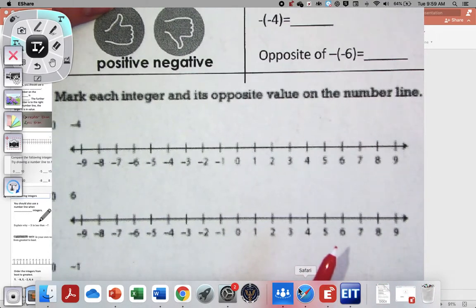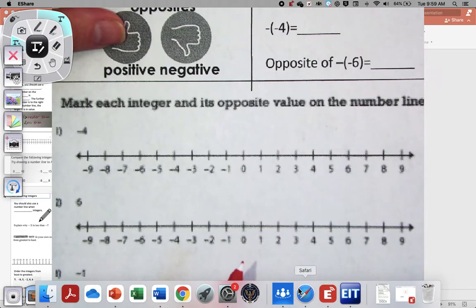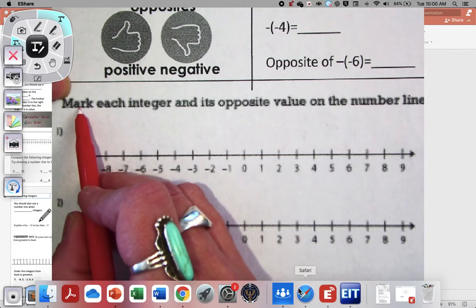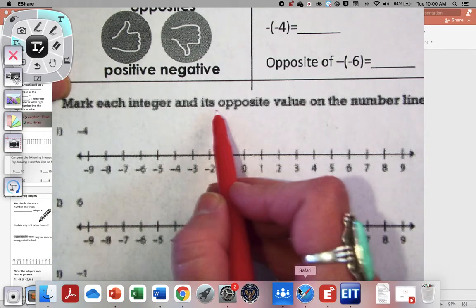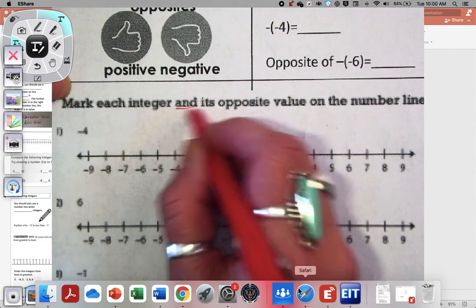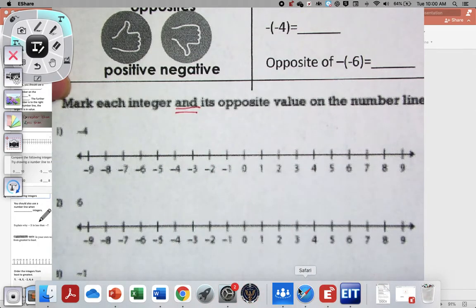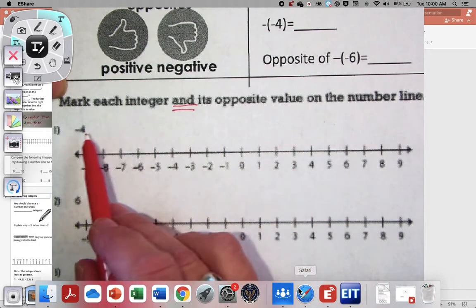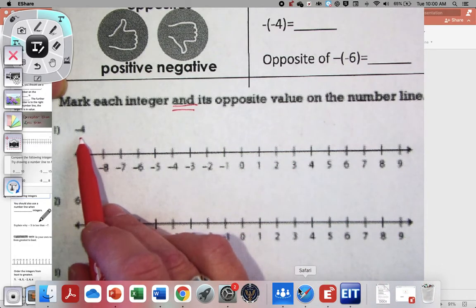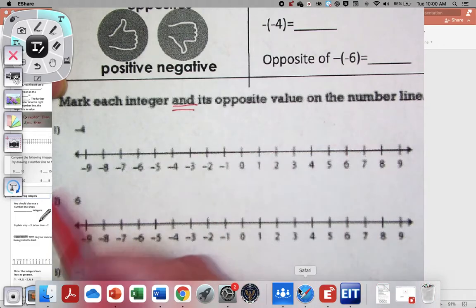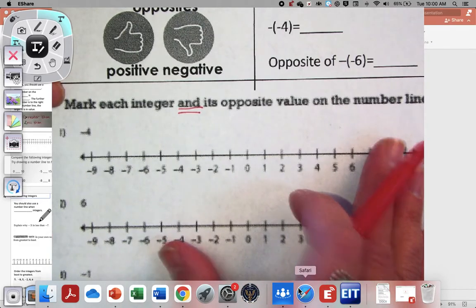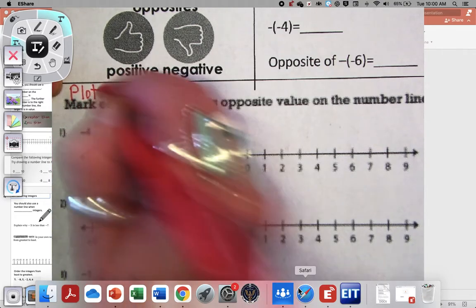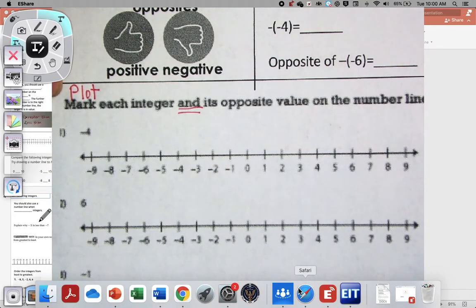Again, I apologize for the blurry number lines. The directions say to mark each integer and its opposite value on the number line. Always be sure you read your directions, guys. I am even guilty of not reading the directions sometimes. But if you were just to plot the integers and forget to plot the opposite, then half of your problem would be wrong. Take a second to write the word plot on top of the word mark.